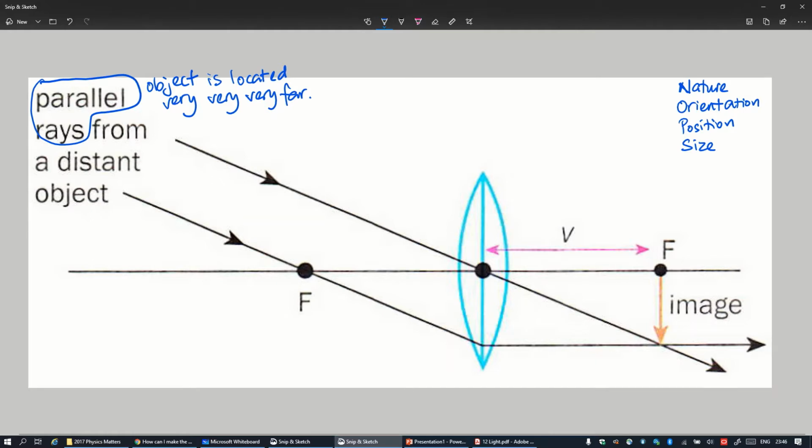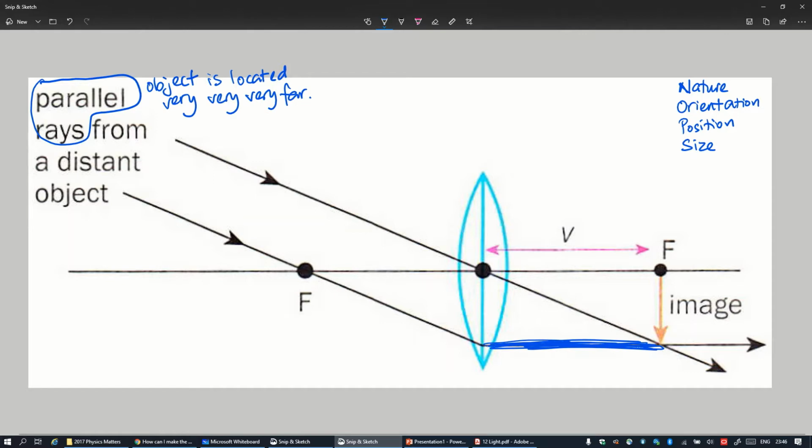Now, as you can see in this diagram, the three basic lines still apply, right? You have one line that's parallel to the principal axis, but in this case, instead of drawing from the object to the lens, we drew it from the image to the lens. This is the parallel line. So the three basic lines still apply.